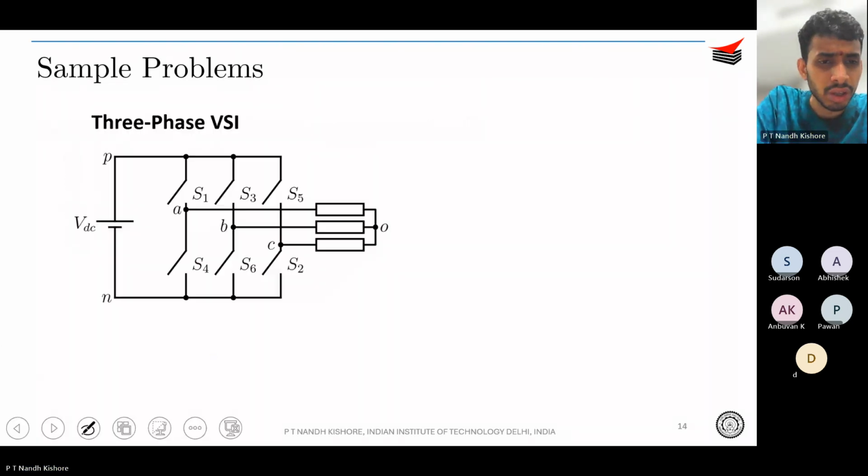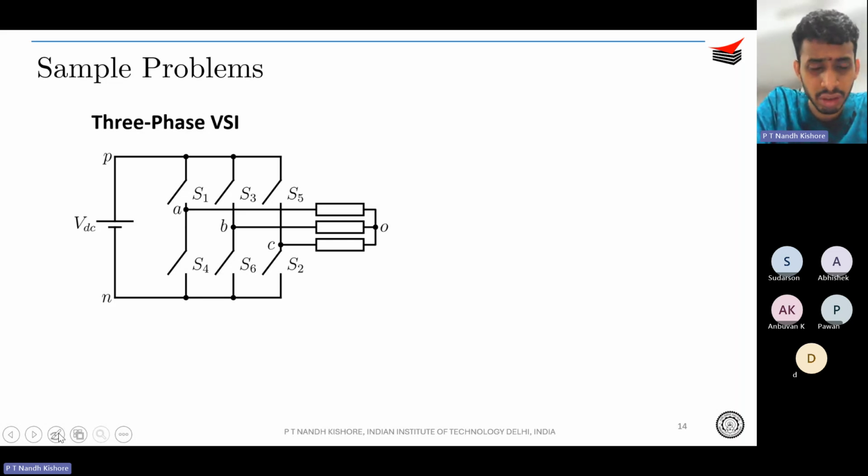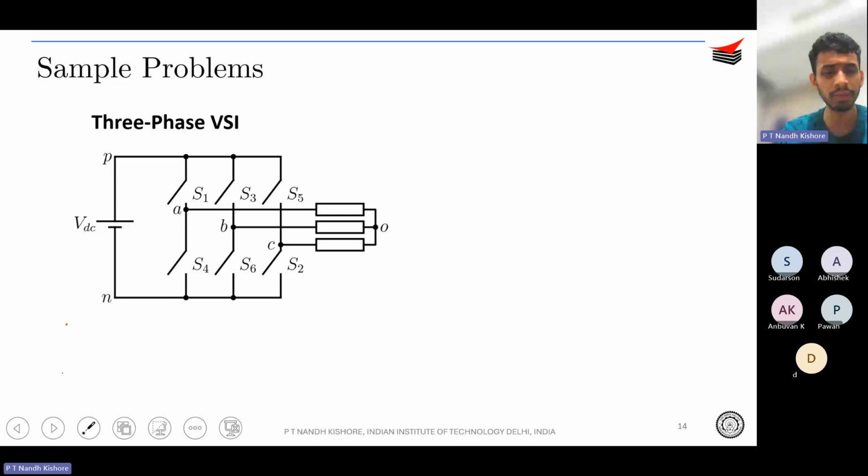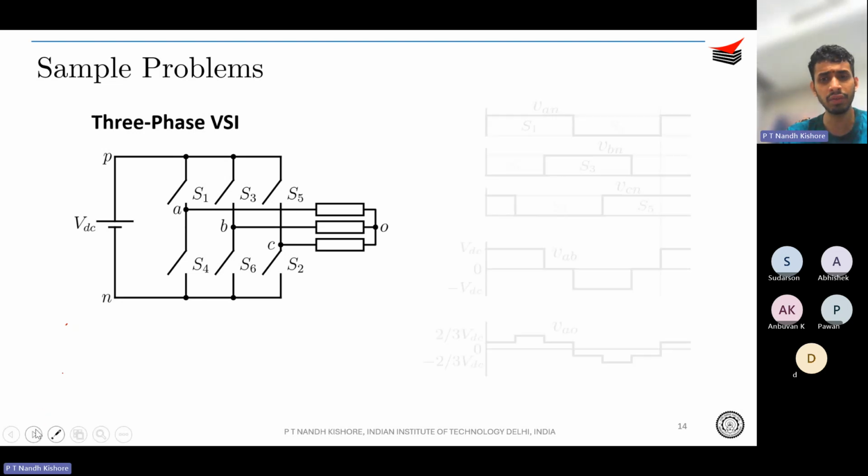So this is your three-phase VSI, right? You have 6 switches in total: S1, S3, S5 on the top rail, and S4, S6, and S2 on the bottom rail. Specifically, this order has been written for simplicity, so that you know in what order the switches are being turned on: S1, S3, S5, and S4, S6, and S2. And what will be the waveform?